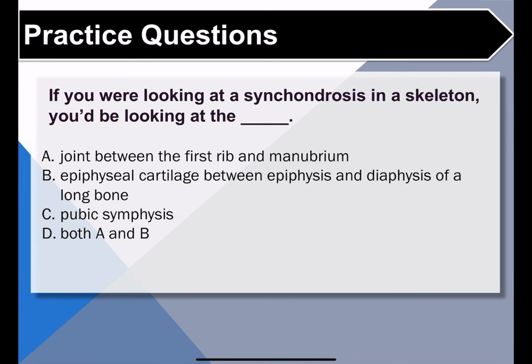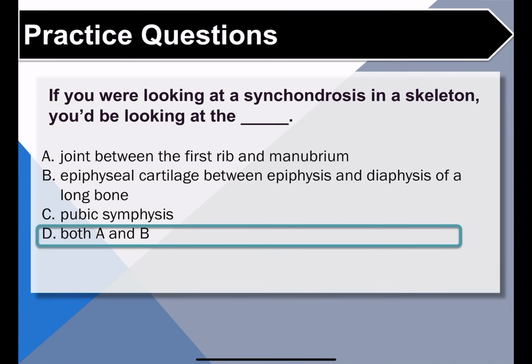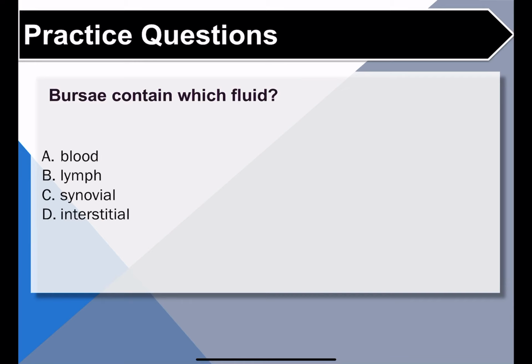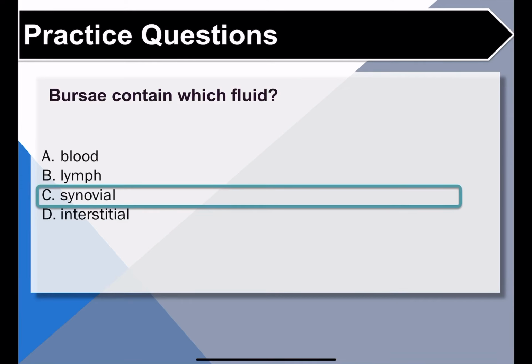If you're looking at synchondrosis in a skeleton, you'll be looking at the joint between the first rib and the manubrium, and also epiphyseal cartilage between epiphysis and the diaphysis. Remember, synchondrosis has to do with cartilage, and there's that sternum and the ribs, and then you have those epiphyseal cartilage in the growing bone. Bursa contain which fluid? Synovial fluid, okay, because bursa is part of your synovial joint.